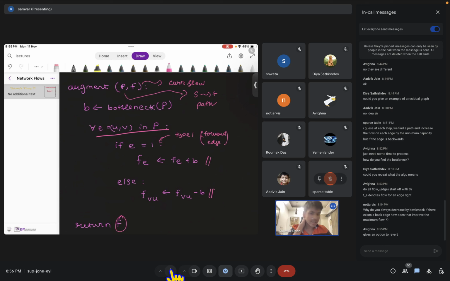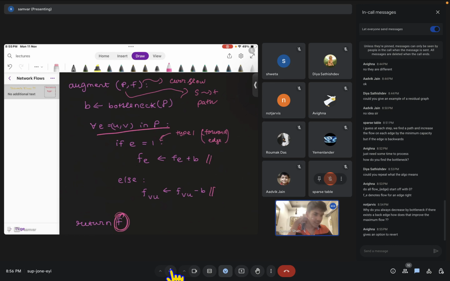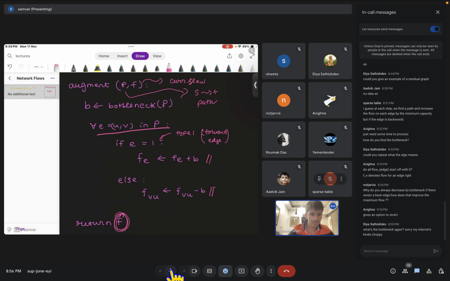Yeah, exactly. It's an undoing option. This isn't VF. The bottleneck is basically, how do I explain bottleneck? So bottleneck is basically for that path, how can I improve it? Basically for the edges.